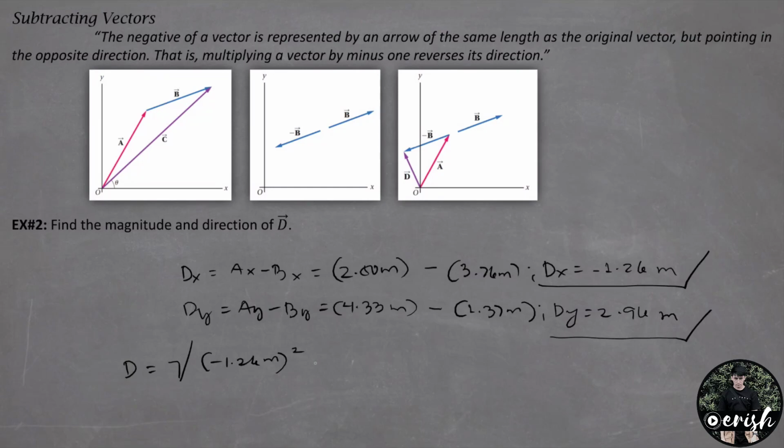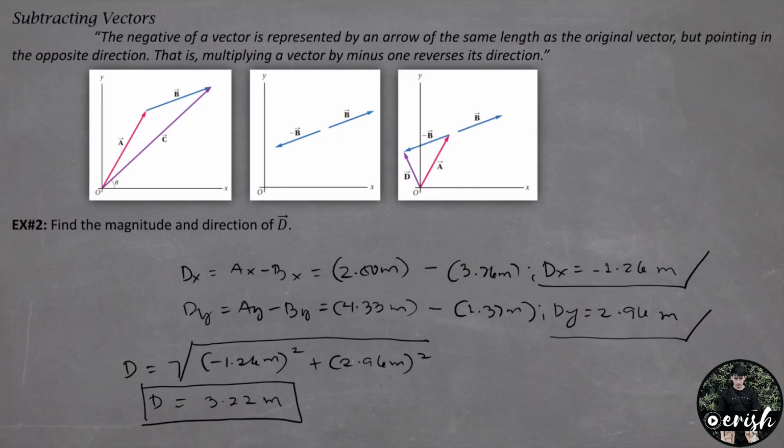Solving for the magnitude of d, we use the Pythagorean theorem, and our dx is (negative 1.26 meters)² plus (2.96 meters)². Calculating, d is equal to 3.22 meters. And for the angle, we do the same process again. Inverse tangent of 2.96 meters over negative 1.26 meters. The value of theta is equal to negative 66.9 degrees.